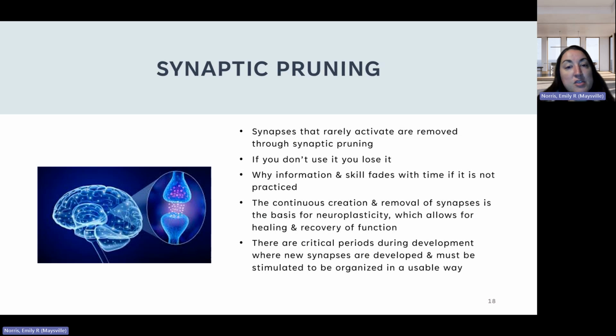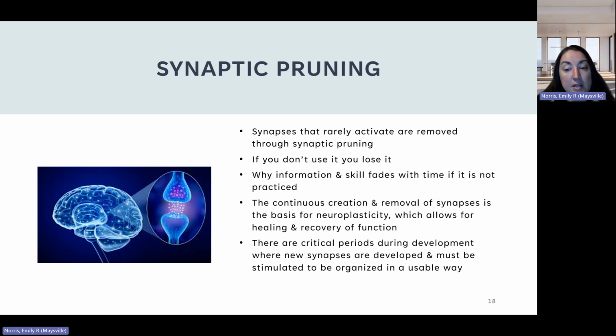The continuous creation and removal of synapses is the basis for neuroplasticity. It allows for healing and recovery of function. So we're constantly making new synapses, getting rid of the ones we don't really need so much. And this is neuroplasticity. The brain is constantly changing and adapting based on the environment.